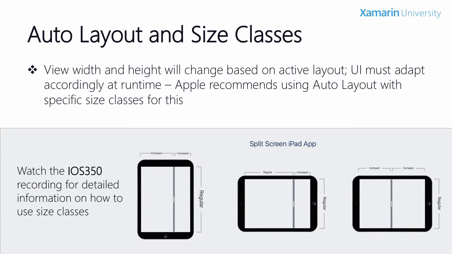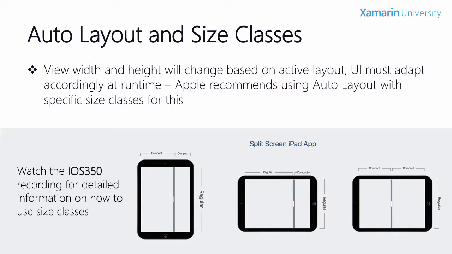Now, as I said before, it's recommended that we use auto layout with specific size classes in order to make sure that our user interface is adaptive and can run in each of these situations. There are quite a few combinations that our app might need to run in, as far as portrait and landscape, being compact or regular.